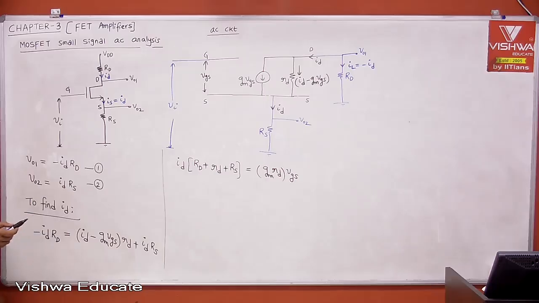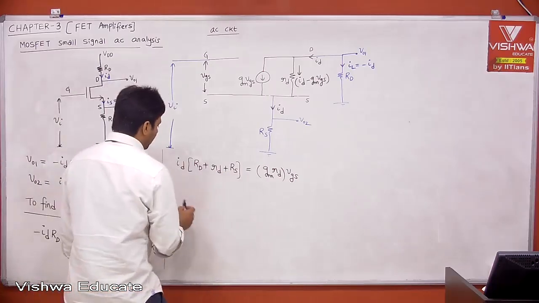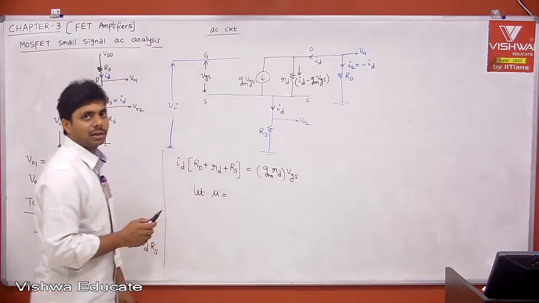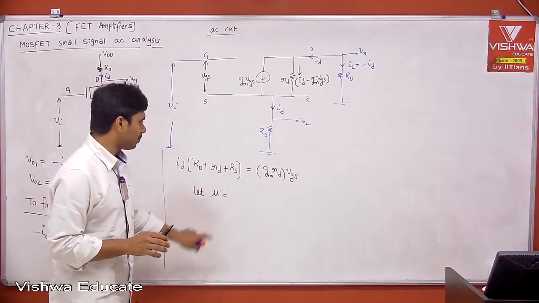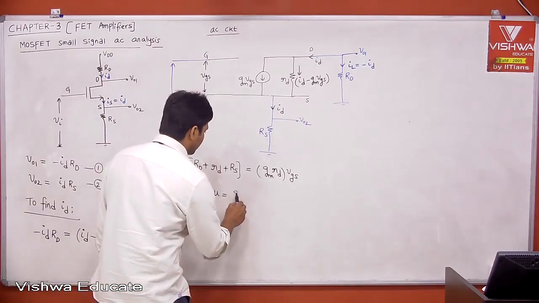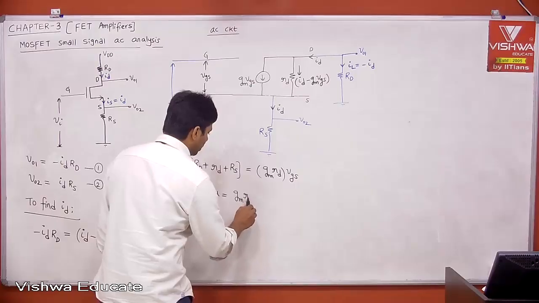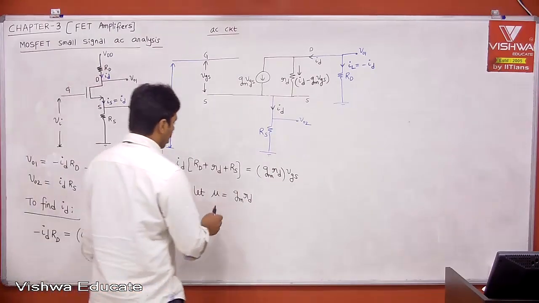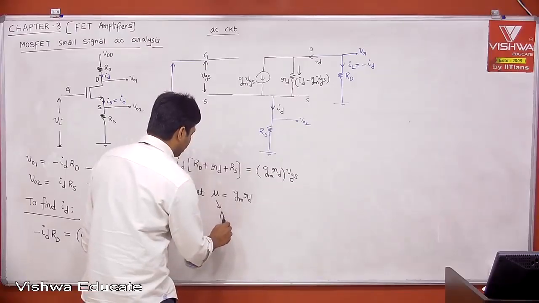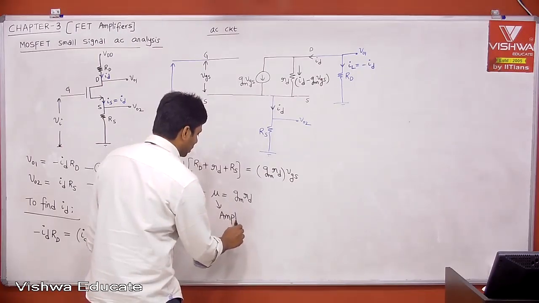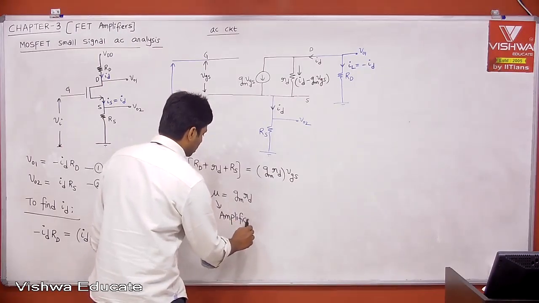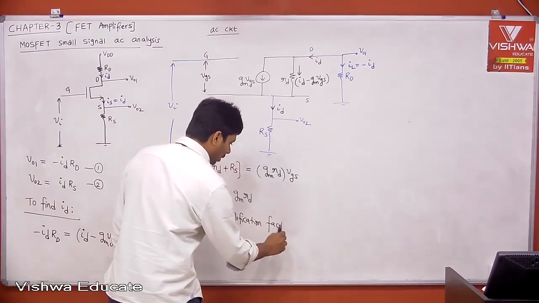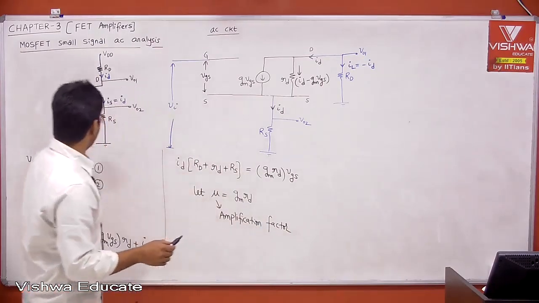Okay. Now, let mu is nothing but amplification factor. I'll explain the significance of mu. Therefore, let mu is equal to GM into small rd. Okay, this is what is called amplification factor. Why it is called amplification factor, you will understand once we see one by one configuration.